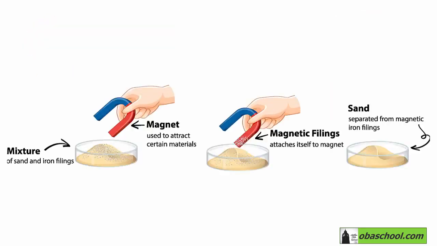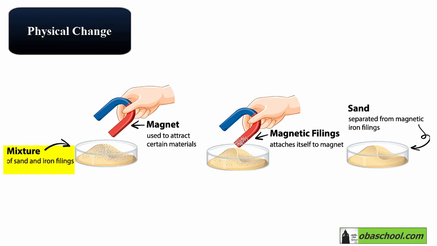Let's take other examples. Here we have a mixture of sand and iron filings. This is an example of a physical change. Because when we mix sand and iron filings, none of these will lose its properties. So sand will remain sand with all its properties, and iron filings will remain iron filings with all their physical and chemical properties.